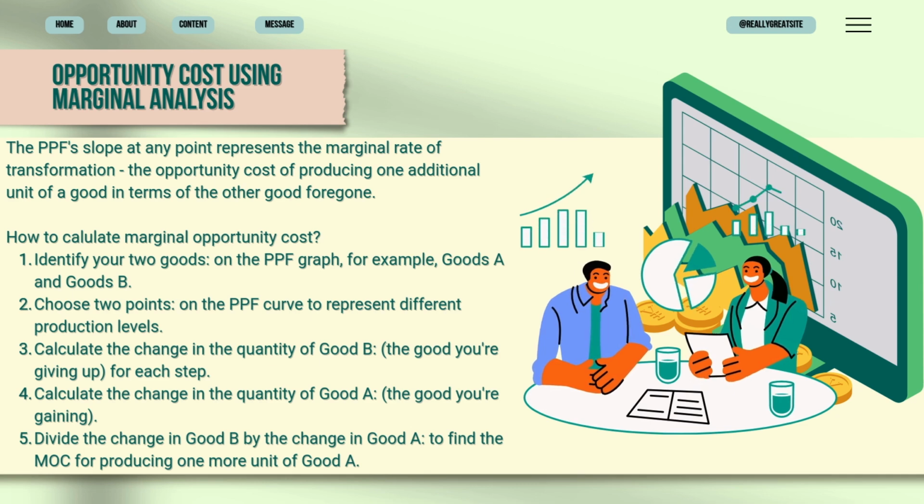How to calculate marginal opportunity cost. 1. Identify your two goods on the PPF graph, for example, goods A and goods B. 2. Choose 2 points on the PPF curve to represent different production levels. 3. Calculate the change in quantity of good B, the good you're giving up for each step. 4. Calculate the change in the quantity of good A, the good you're gaining. 5. Divide the change in good B by the change in good A to represent the marginal opportunity cost for producing more of good A.